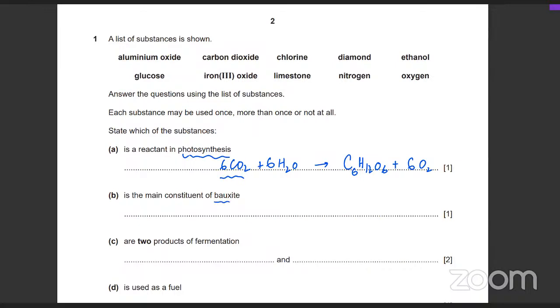What's the main constituent of bauxite? Bauxite was an ore of what thing? Aluminum? Yep, and it was aluminum oxide. It had other metal oxides as well.